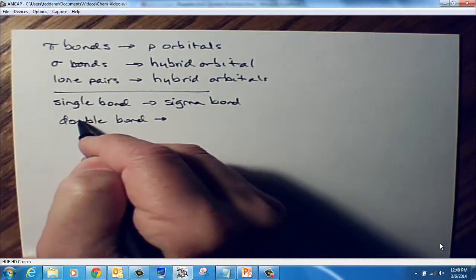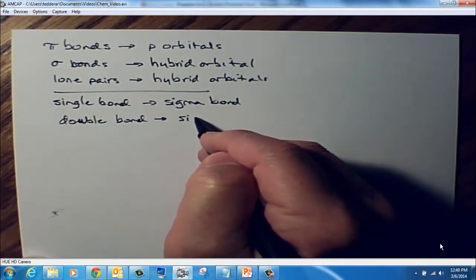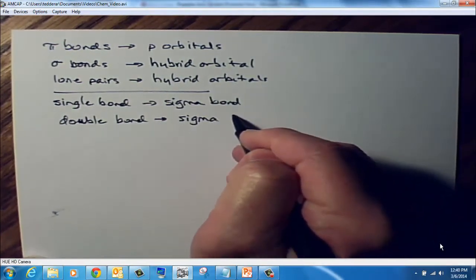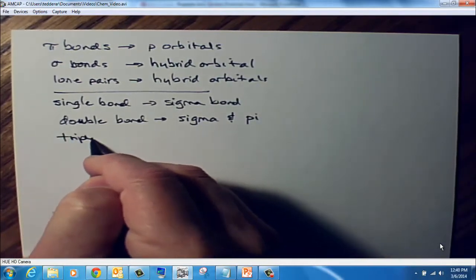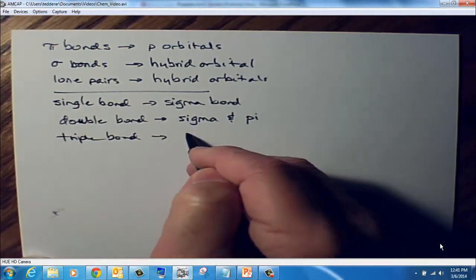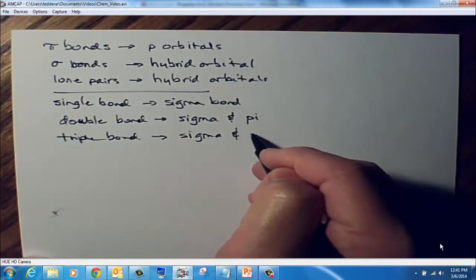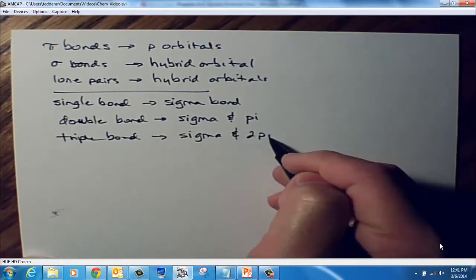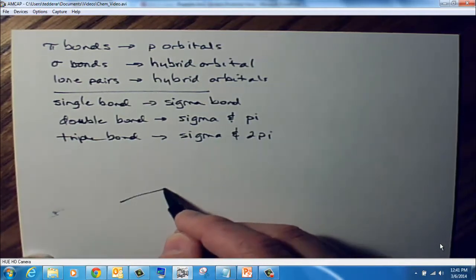What kind of bonds are in a double bond? A sigma and a pi. A triple bond has one sigma and two pi, two different pi bonds. Got that? All right, so let's look at a molecule.